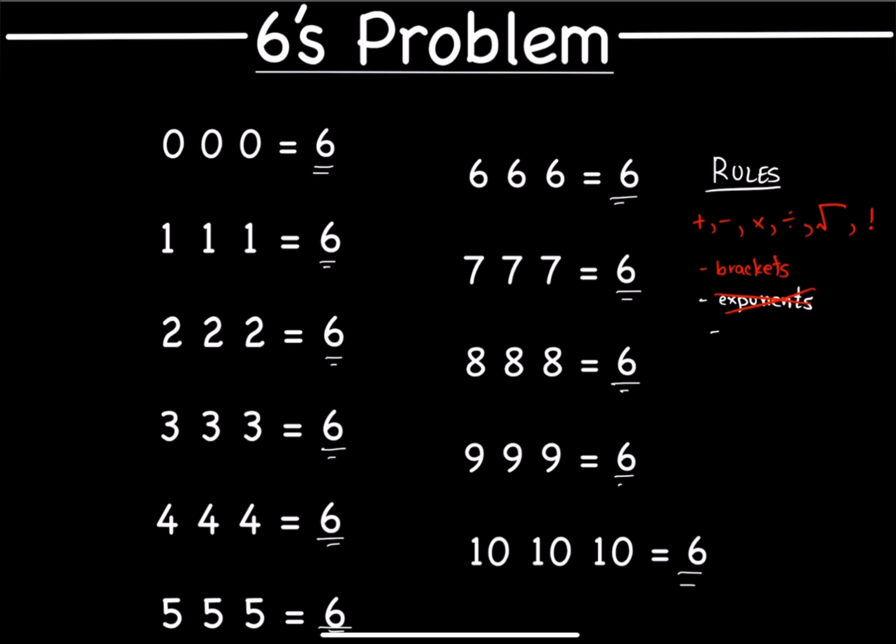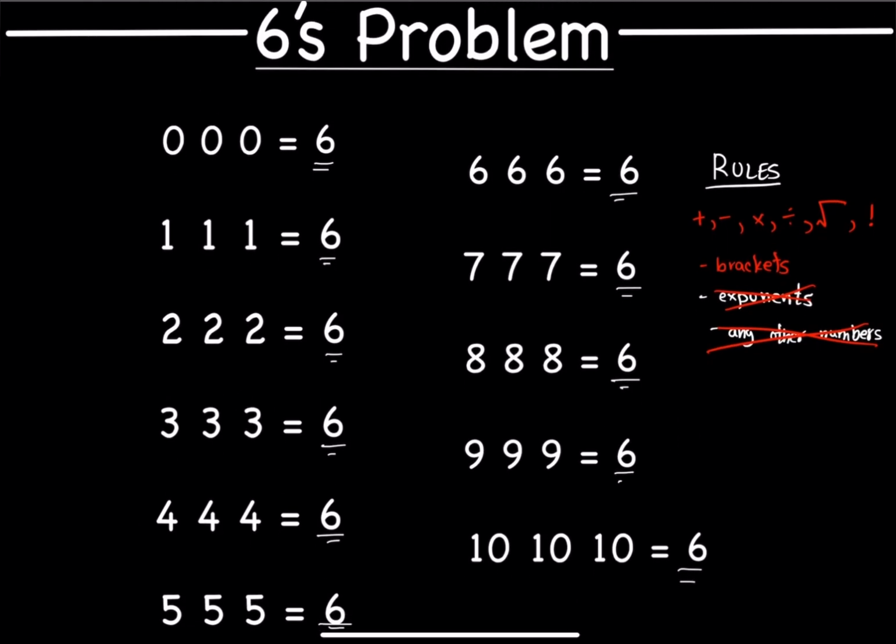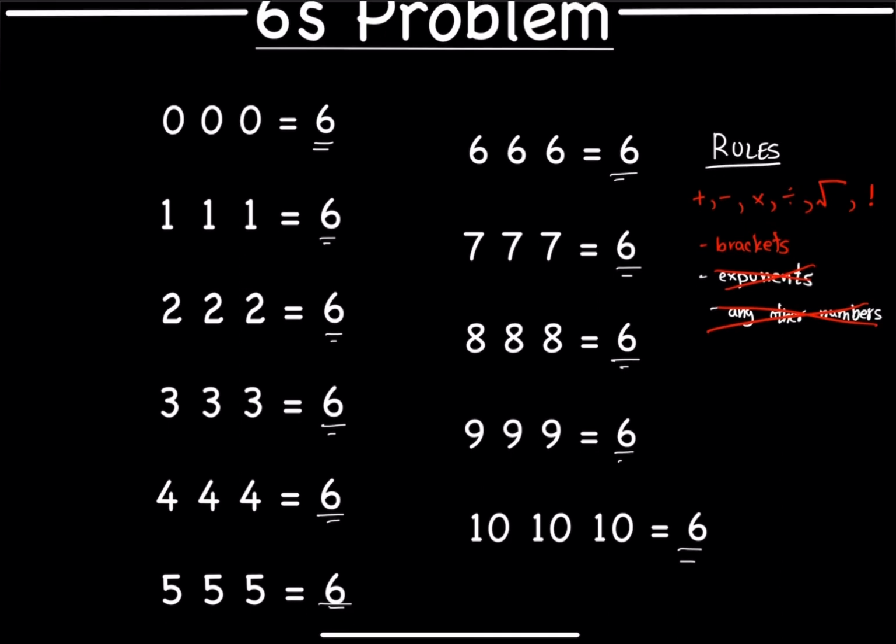Now, we are also not allowed to use any other numbers. So that means we have to find a way to get 6 using only the digit we have been given, and we're only allowed to use it 3 times. So you cannot simply get rid of a digit. You must use all 3 digits. So give this problem a try. See if you can figure it out. After that, we'll be discussing the solutions to this question.